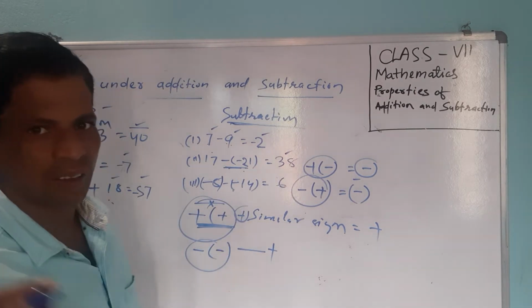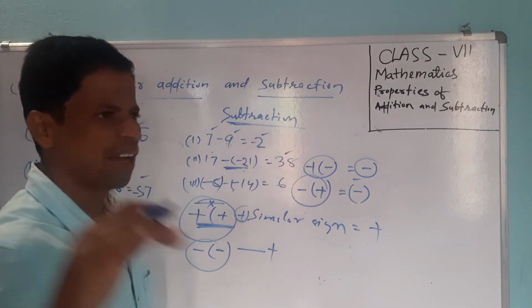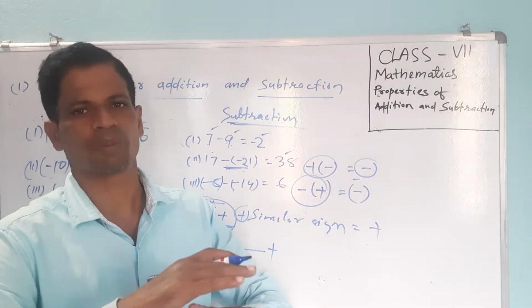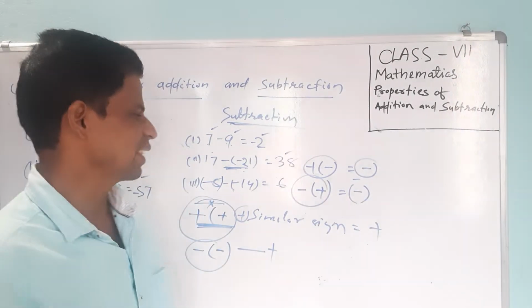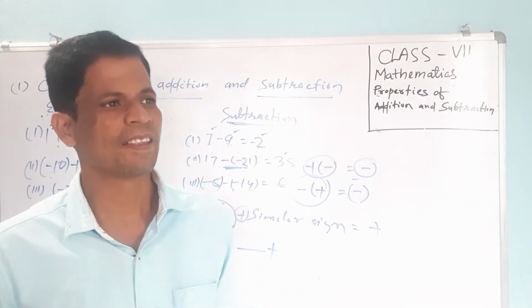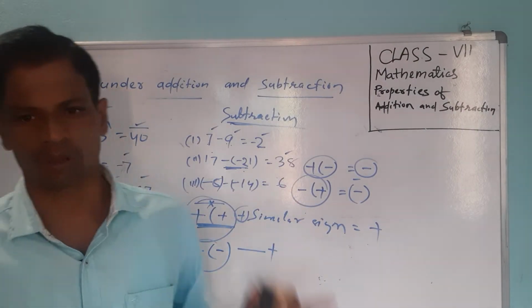If two opposite signs are together and between them there is a bracket, then the sign converts into minus, like this. So finally we conclude that integers follow the closure rule.